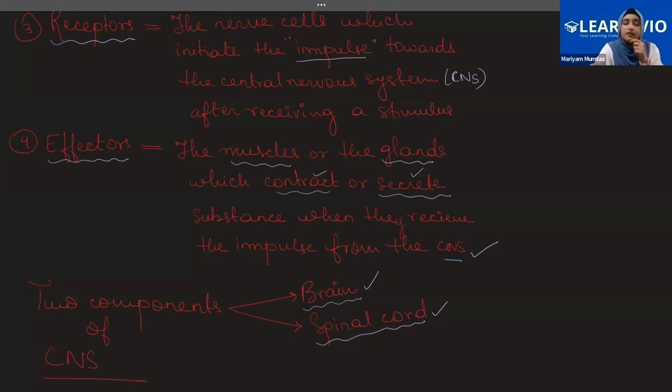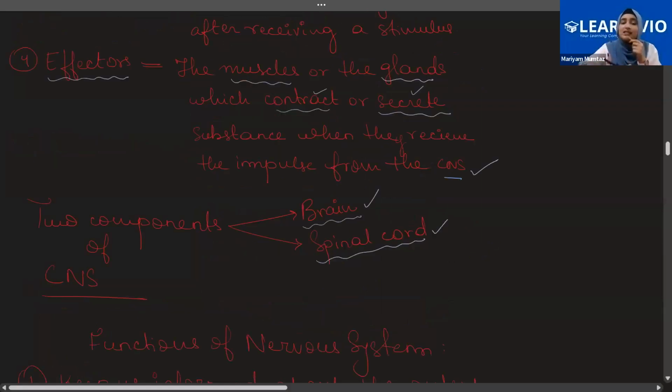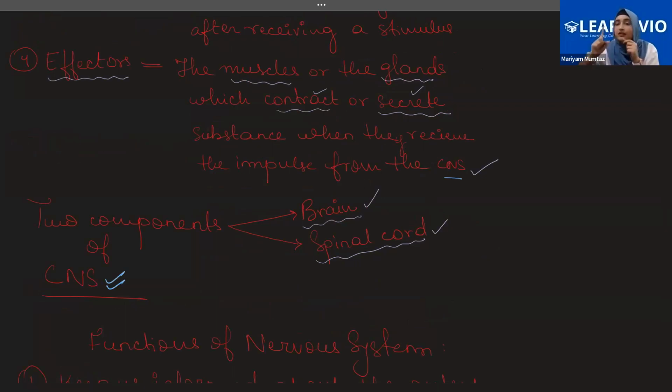Now talking about the CNS, we know that the CNS is the central nervous system, and always the first component of the CNS is the brain, and the second component of the CNS is the spinal cord. So two components are there, brain and spinal cord. Very important to remember. Clear?